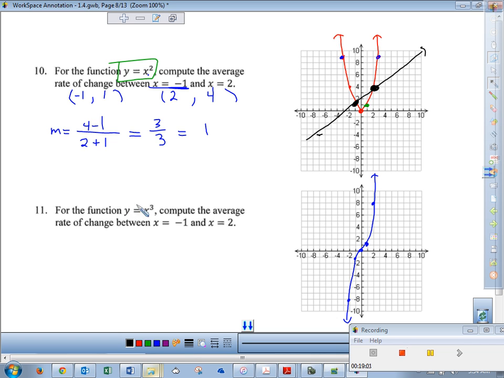Over here, this is a cubic, right? Find the average rate of change between x equals -1 and x equals 2. Set up 2 blank ordered pairs. You know the x's already. Fill in the y's. If you need help, holler. -1 cubed, will it be +1 or -1? -1. And 2 cubed is 8. Find the slope.